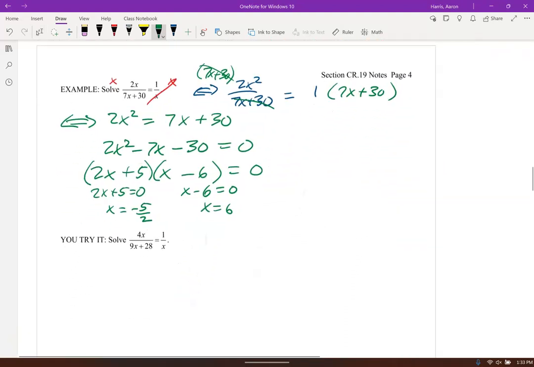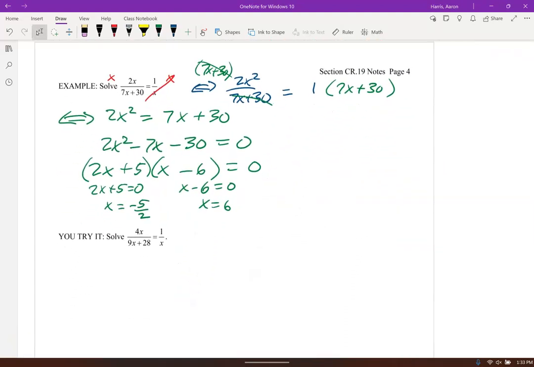Let's go ahead and check yourself on this one. Once you multiply both sides by x, and then multiply both sides by that 7x plus 30, in other words, we're multiplying both sides by the common denominator, right? Then we have a quadratic, 2x squared equals 7x plus 30. Minus 7x both sides, minus 30 both sides. Factor that, and it looks like negative 5 halves and 6 are our proposed solutions. We do need to think about the original.